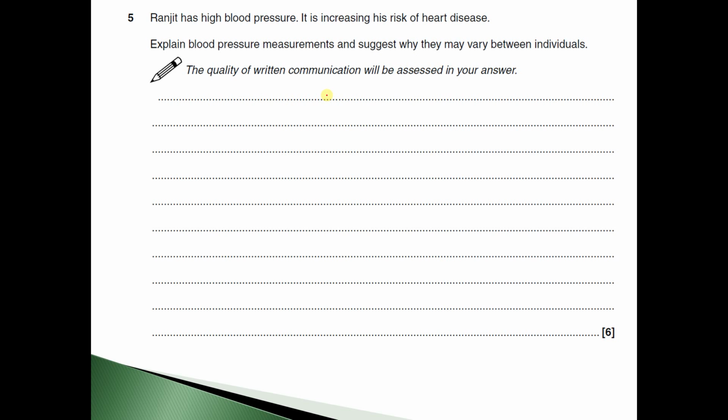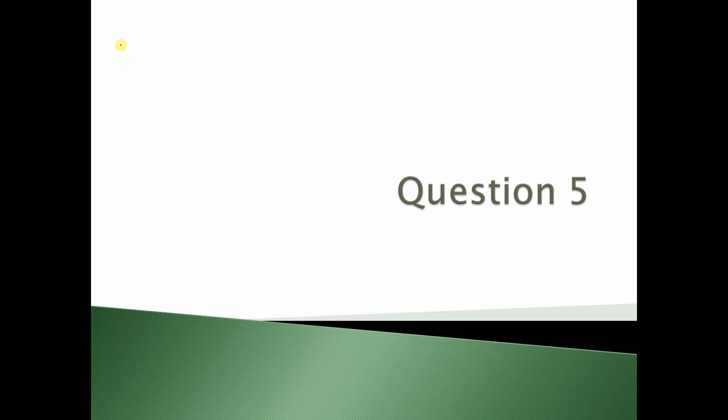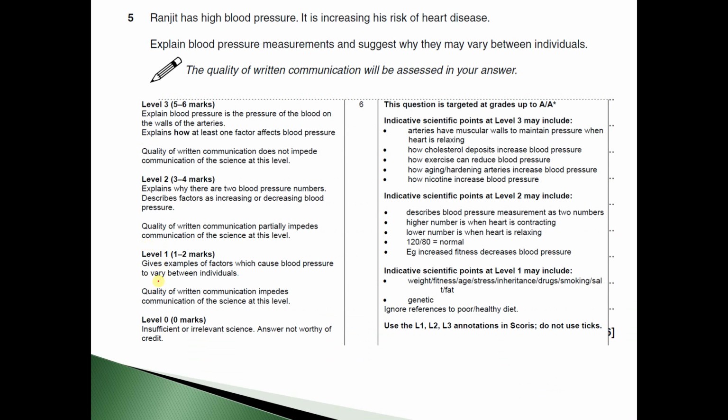Let's have a look at the mark scheme and go through this quickly. So, here is the mark scheme. Level 1: you need to give examples of factors which cause blood pressure to vary between individuals. So explain why people have different blood pressures generally. Things like weight, fitness, age, stress, inheritance, drugs, smoking, the amount of salt they eat, fat, or any genetic variations. And if you just gave some examples, you could get 2 marks there.